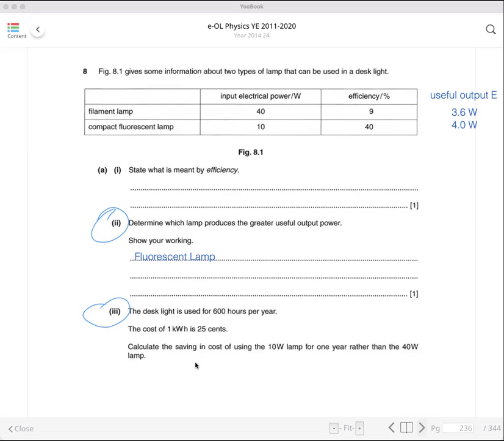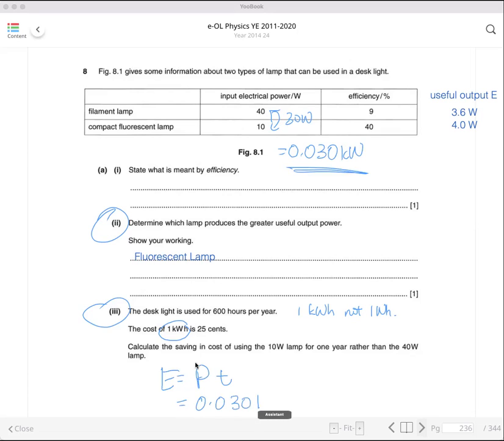Bei Kwan, can you see the cost of 1 kilowatt is 25 cents. Not, sorry, 1 kilowatt hour. So it's 1 kilowatt hour and not 1 watt hour. Is that clear? So the difference down here is 30 watt. 30 watt is the same as 0.030 kilowatt. So the energy used is power times time. The power is 0.030 kilowatt multiplied by 600 hours. Okay, so can you recalculate again?